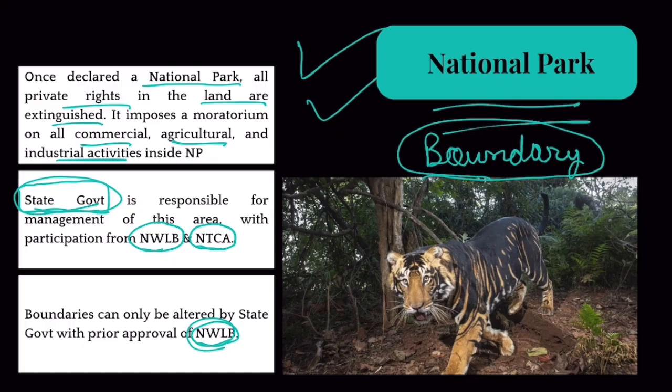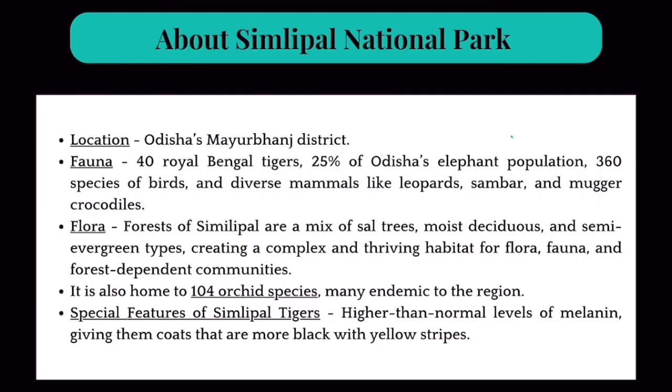Now, let's talk about Simlipal Tiger Reserve. Okay, so its location is in Odisha's Mayurbhanj district. Okay, what are the animal species, faunal species found over there? So it is host to 40 Royal Bengal tigers. 25% of Odisha's elephants are in this national park. 360 species of birds, diverse mammals like leopard, sambar, mugger, crocodiles are there.